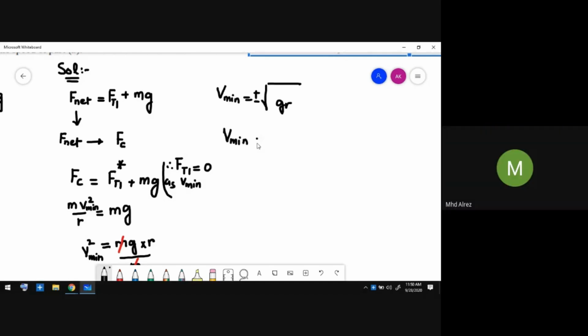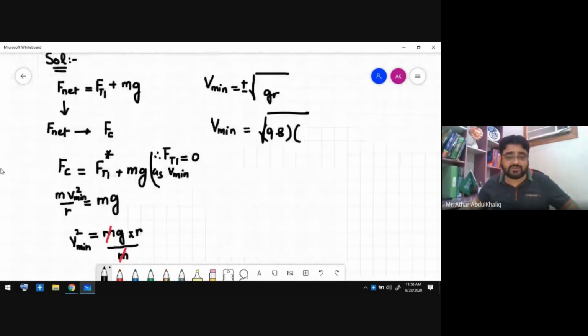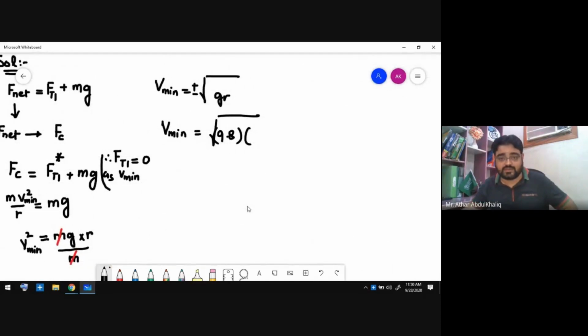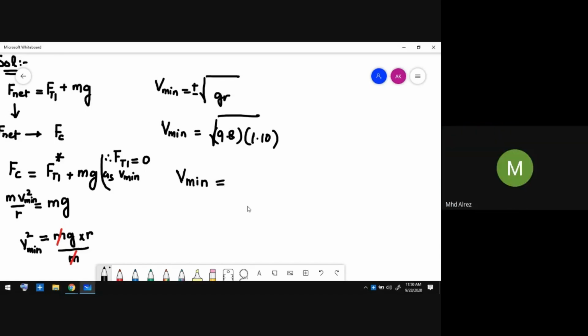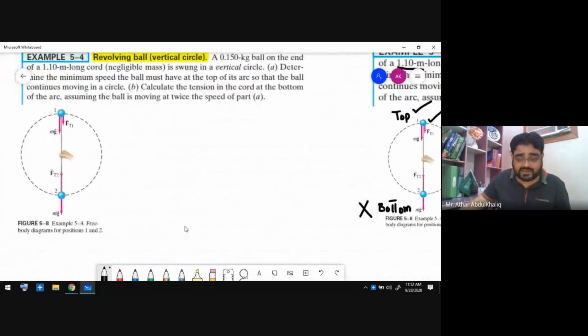9.8 multiplied by 0.150. Can you please solve it for me? 9.8 times R. How much is R? 1.10. So the minimum velocity that is required at the top position is how much? 3.28, or 3.3. You find out the root also. Plus minus 3.28 meters per second.